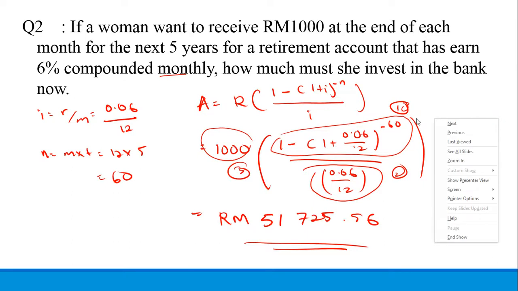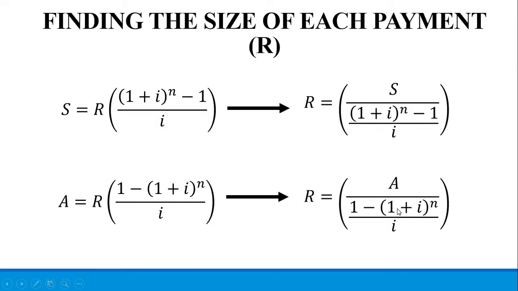Next, finding the size of each payment R. If you want to find how much you pay every month or every year or every 2 months, you just move this one to the left side. So R equal to F divided by this one. And similarly for the present value, you just move this one to the left side and you get R equal to A divided by this one.